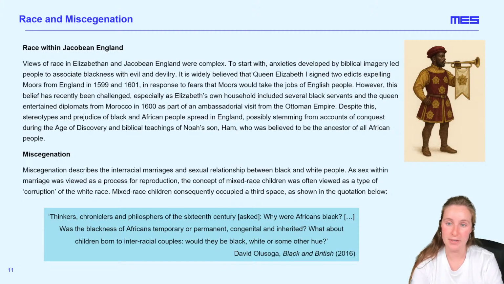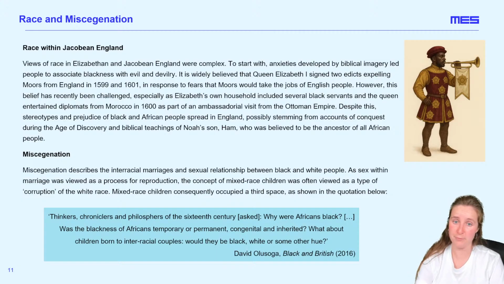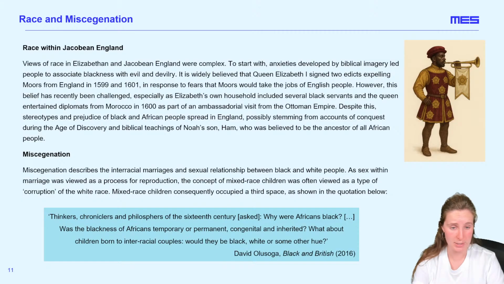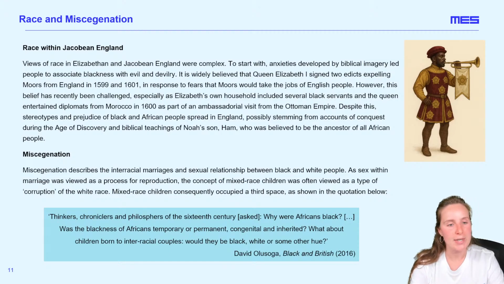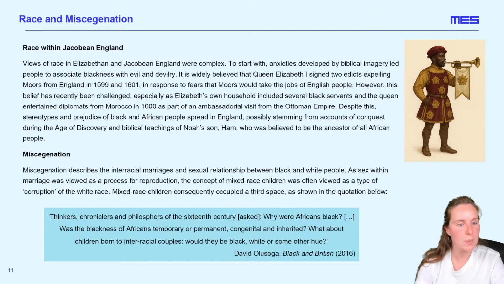It's widely believed that, as I said, Queen Elizabeth I signed these 2 edicts in response to fears that Moors would take the jobs of English people. That's been recently challenged, especially as Elizabeth's own household included several black servants, we imagine probably enslaved, or gifts from other monarchs, which would then be de facto slavery anyway. The Queen entertained diplomats from Morocco, we know that as well.